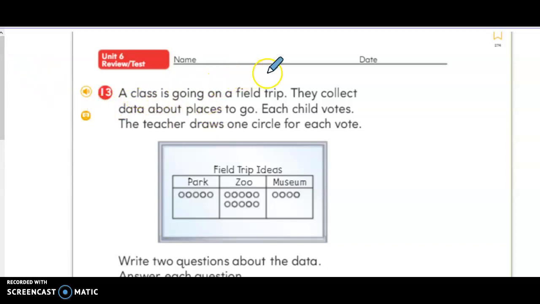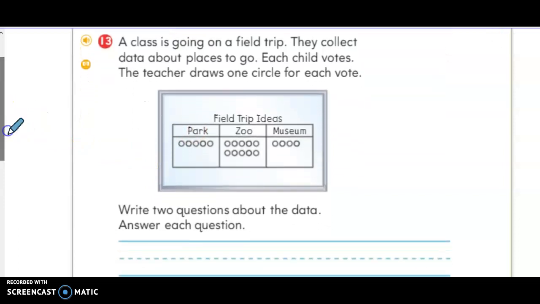So it says a class is going on a field trip. They collect data about the places they go. Each child votes. The teacher draws 1 circle for each vote. So you can see here that they went to the park, the zoo, and the museum. It is asking you to write 2 questions about the data and answer each question. It could be, for example, how many children want to go to the zoo? Or which field trip idea got the least amount of votes? It could be anything as simple as that, and then you also have to put the answer.